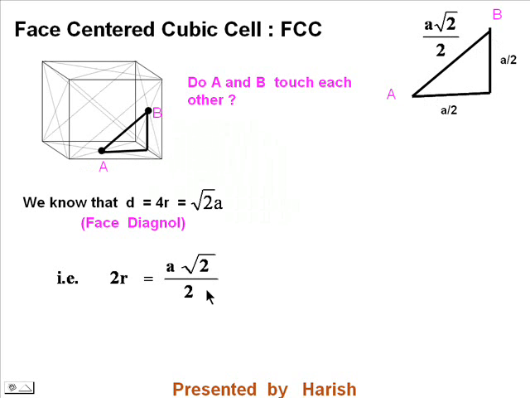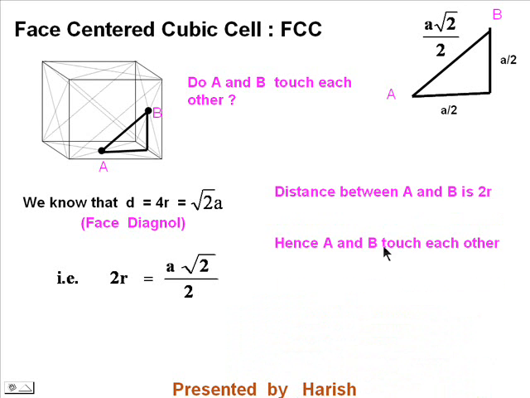So you can clearly see that 2R is A root 2 by 2, and the distance between A and B is also A root 2 by 2. We learned in maths that the condition for spheres or circles to touch each other is that the distance between the centers should be equal to the sum of their radii. So here the radius for both A and B is R. So the distance between A and B is 2R here. Hence A and B touch each other.